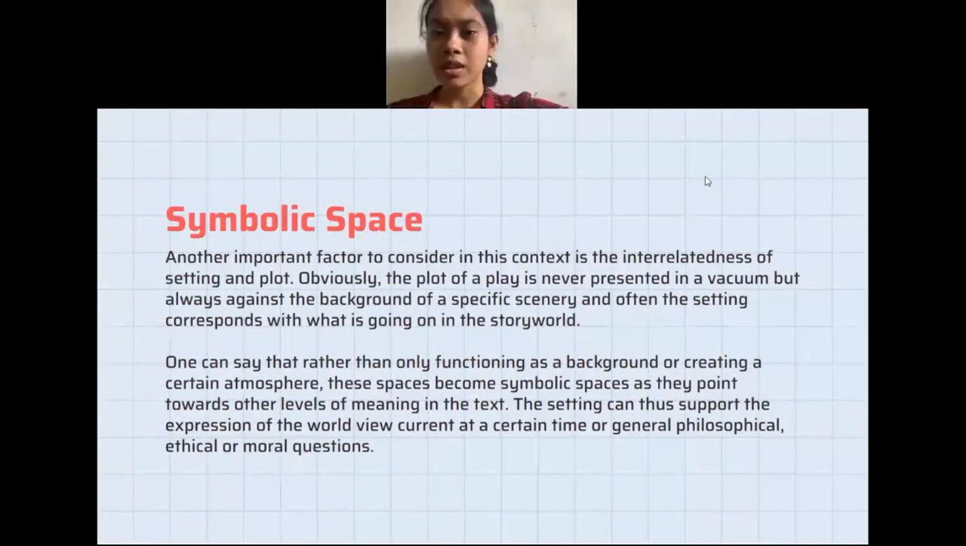Symbolic space. Another important factor to consider in this context is the interrelatedness of setting and plot. Obviously, the plot of a play is never presented in a vacuum, but always against the background of a specific scenery, and often the setting corresponds with what is going on in the story world. One can say that rather than only functioning as a background or creating a certain atmosphere, these spaces become symbolic spaces as they point towards other levels of meaning in the text. The setting can thus support the expression of the world view current at a certain time or general philosophical, ethical, or moral questions. Next slide.